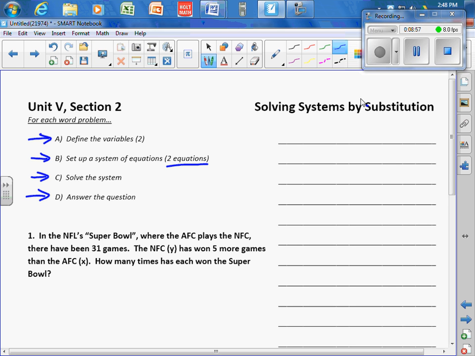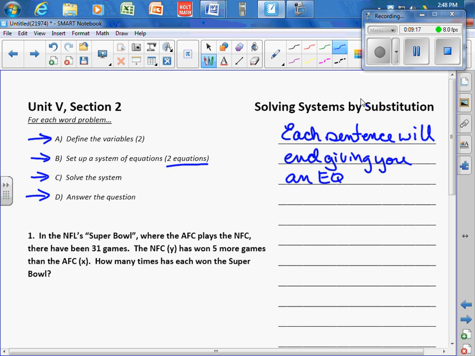Here's something very special about story problems, though, and you need to key in on this, and that is each sentence in the story problem will end up giving you an equation. So there will be 2 sentences. You'll end up with 2 equations.